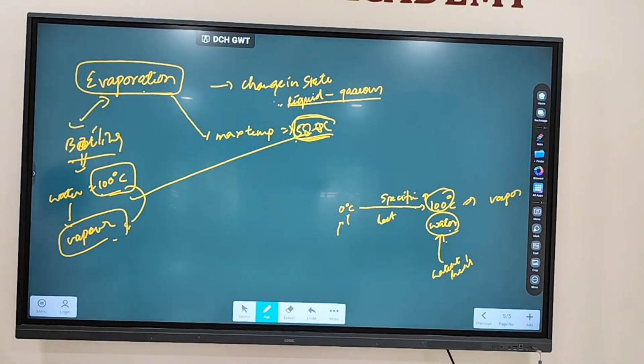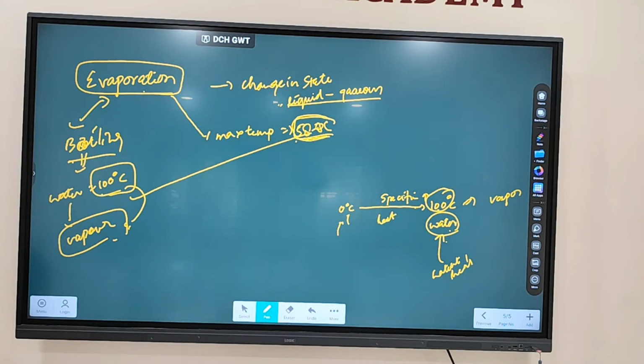So when it is 58 degrees Celsius, what will happen? Water is not going to convert into vapor state. Why is it not going to convert into vapor state? Because it is not boiled to 100 degrees Celsius. When it boils at 100 degrees Celsius, then only can it change into vapor state. Clear?